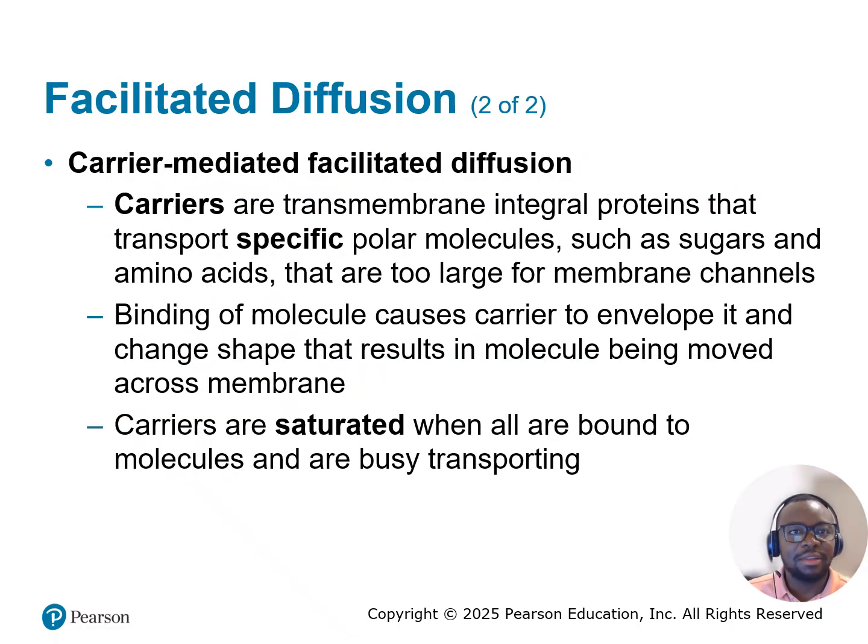In carrier-mediated facilitated diffusion, substances bind to and are transported across the membrane by protein carriers. Carriers are transmembrane integral proteins that transport specific polar molecules such as sugars and amino acids that are too large for membrane channels. Binding of a molecule causes a carrier to envelop it and change shape. That results in a molecule being moved across the membrane. Carriers can be saturated when all the carriers are bound to the molecule being transported.